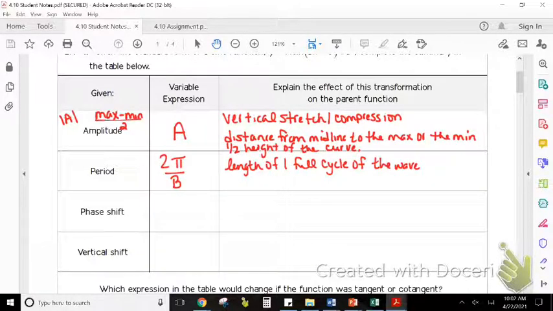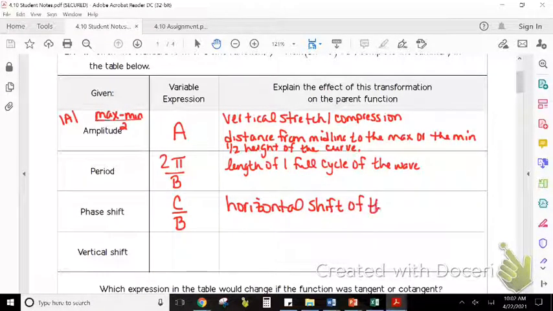Okay, the phase shift. Remember, the phase shift was c over b. And so this is that horizontal shift of the first point. And so I'm going to write the first key point, because that's that first point in our table, okay? So it's going to affect that x value in that table, the very first one, though.